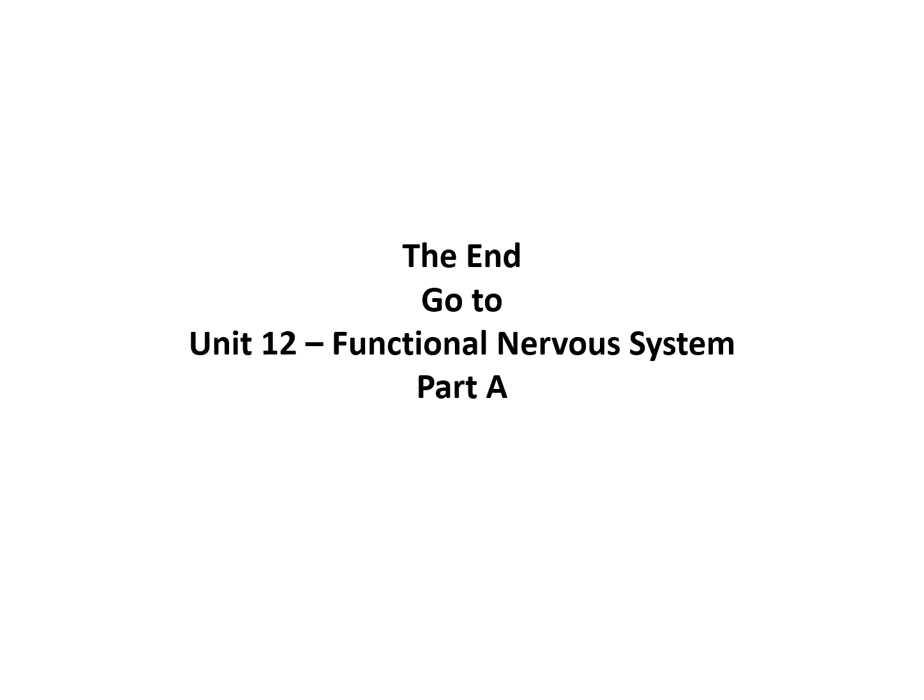We have now completed Unit 11, Cells of the Nervous System. You're ready to progress to Unit 12, the Functional Nervous System. Begin with Part A.